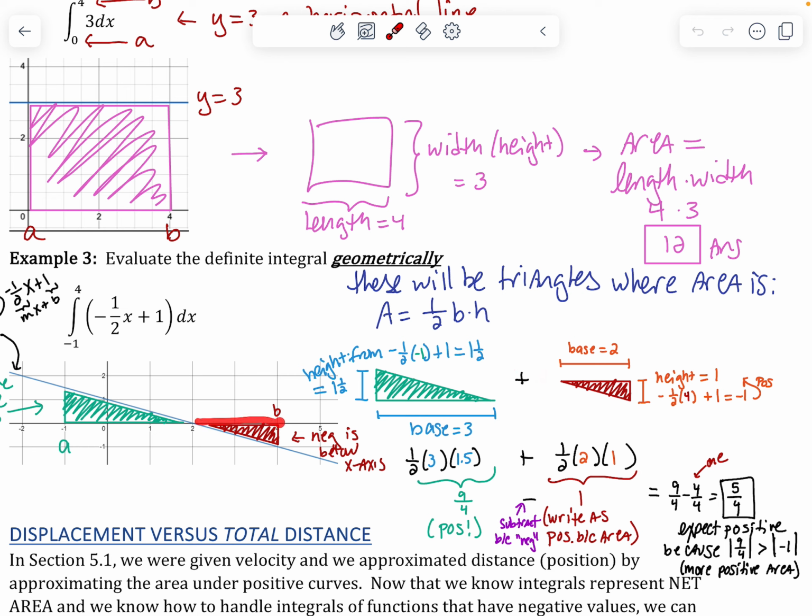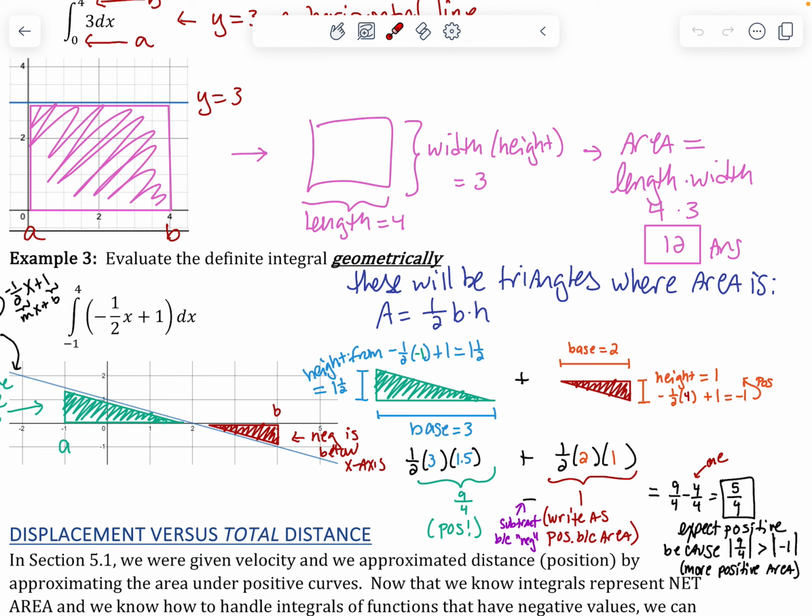So I'm going from 2 to 4 because I can see that's where it crosses the x-axis. If I wasn't sure, I could actually plug 2 into this and the 2's would cancel to give me -1 plus 1, which is a height of 0. So I know that I'm going from 2 to 4. So 4 minus 2 is my base of 2.